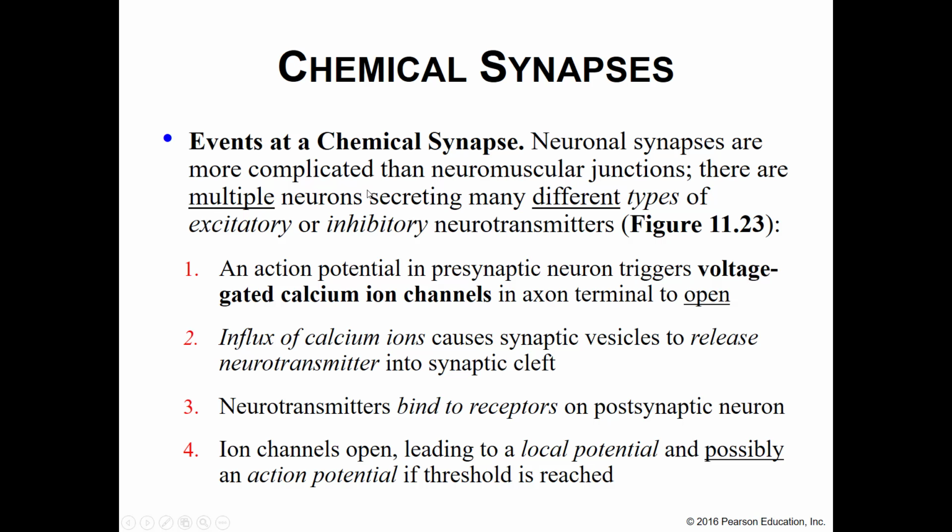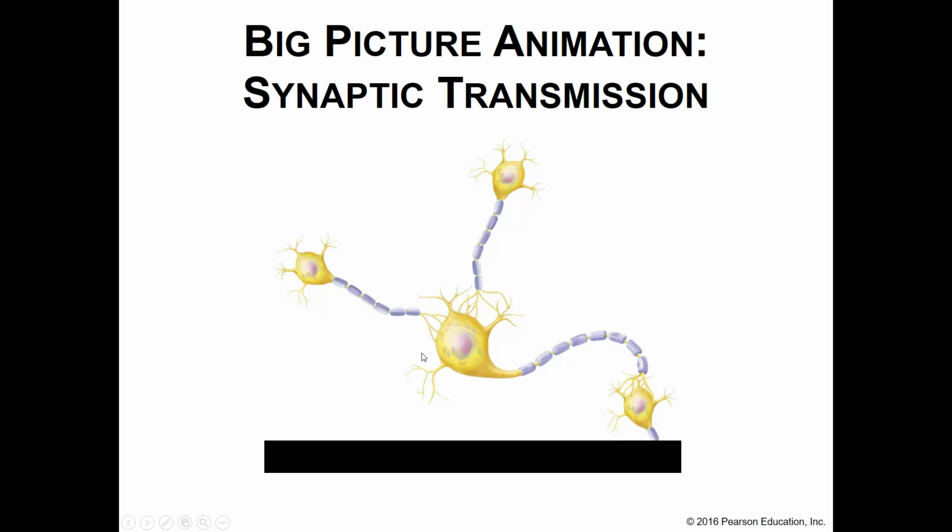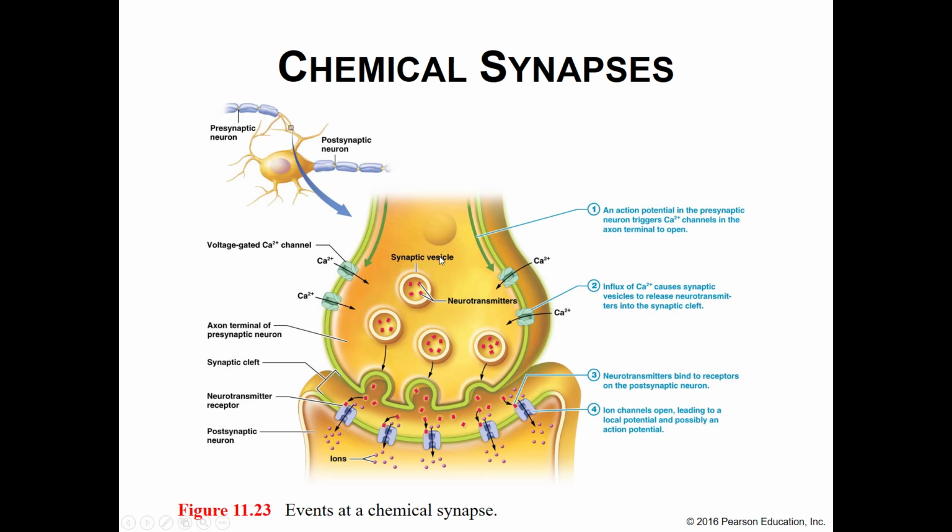So remember our events at chemical synapses that I just mentioned. An action potential arises, stimulating the synaptic vesicles to fuse with the presynaptic membrane, releasing the neurotransmitter into the synaptic cleft, binding to ligand-gated channels that usually lead to opening of a sodium channel, a common one. And if that local potential reaches threshold, then an action potential is generated.